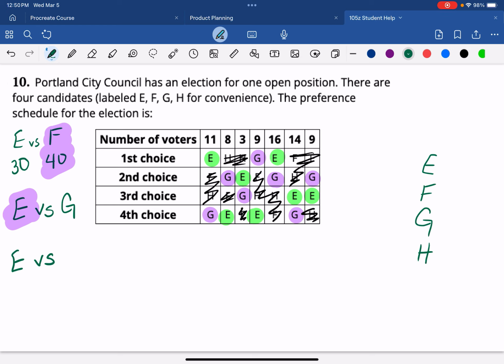Now we're going to compare E with our last candidate. There are 4 candidates. We compared E with F, and then we did G. Now we need to do H. This time I will strategically erase, and I will highlight H in purple.